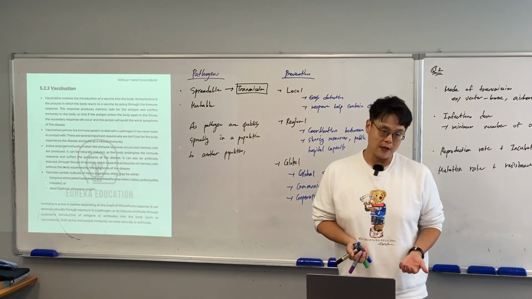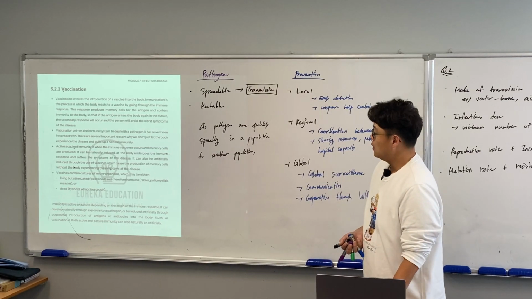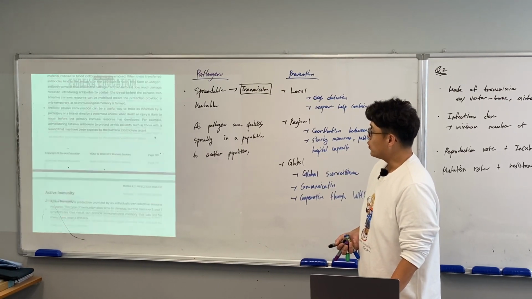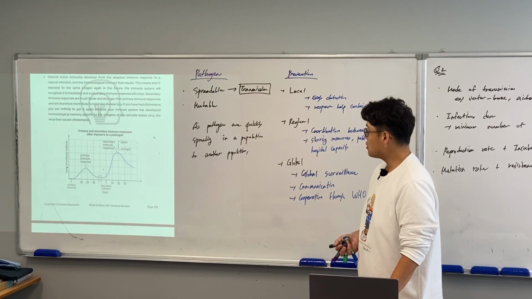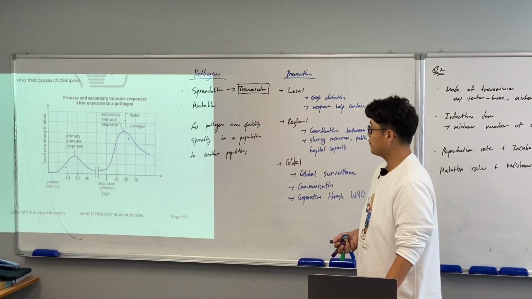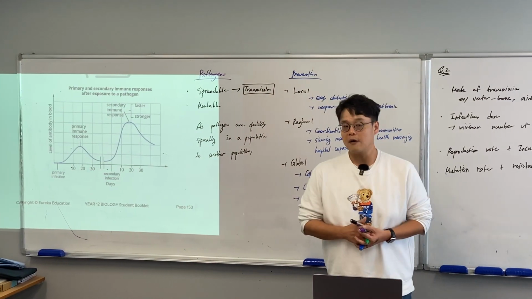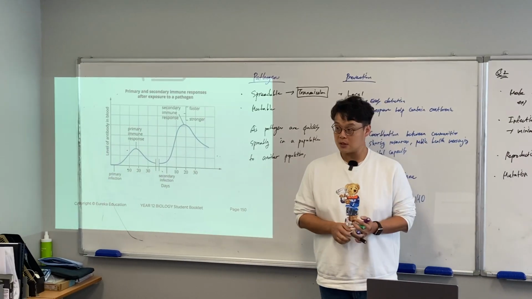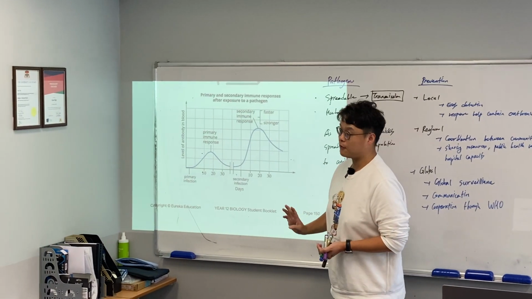So how does vaccination work? To understand vaccination, we need to understand the graph. Page 150, please. You have seen that graph when we talked about the adaptive immune system. So this is basically showing the graph of that.